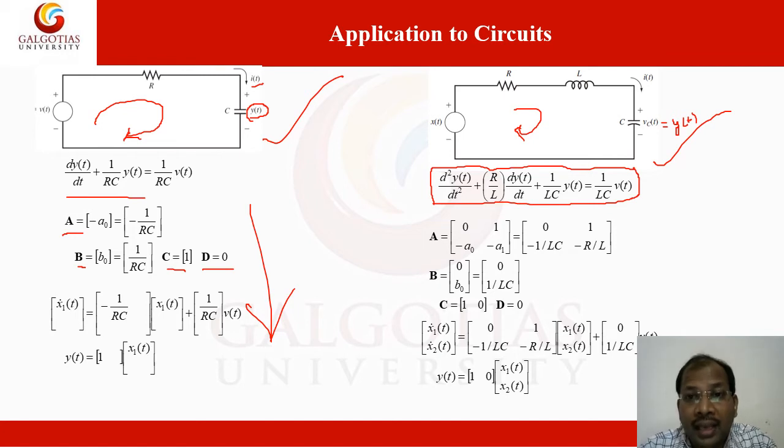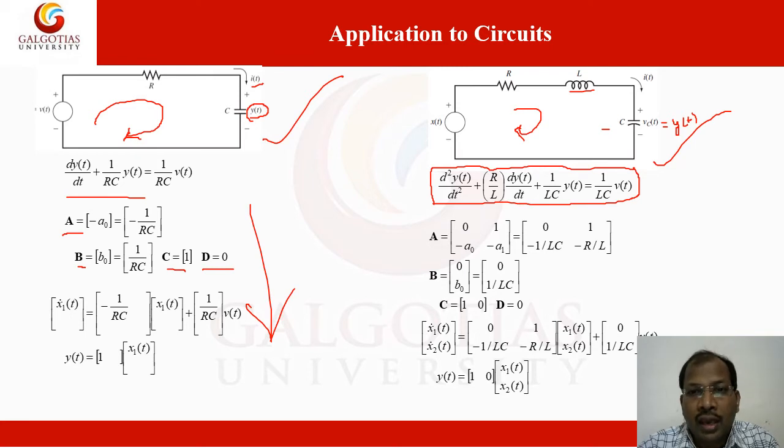So we are getting the second order differential equation. Why are we getting second order? Here there is an inductor and a capacitor, two energy storing devices. So that's why this is second order. In the earlier circuit there is only one capacitor, only one energy storage device. So that's why we are getting only a first order differential equation.